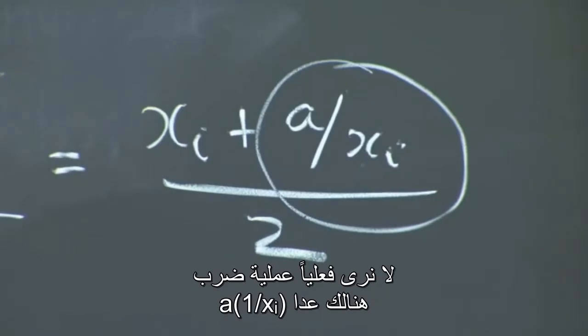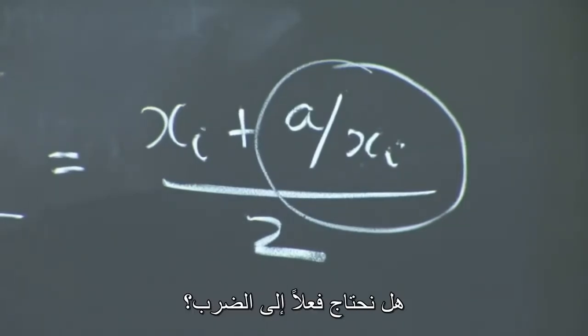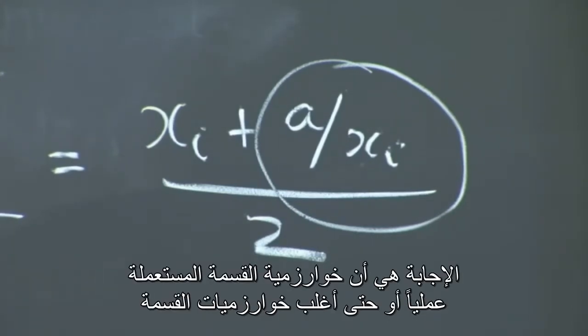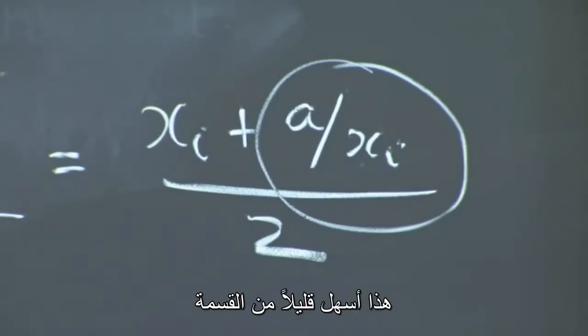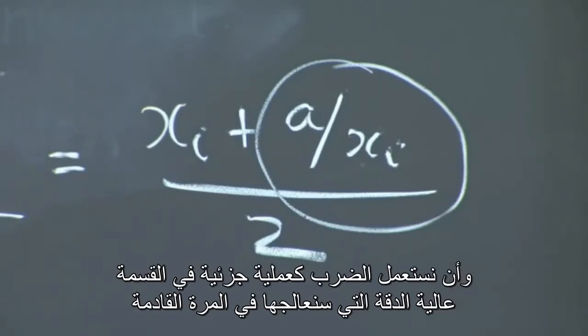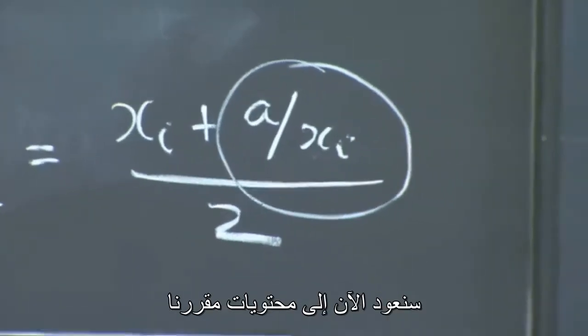You don't really see a multiplication there other than a times 1 over xi. And you can say, well, do we really need multiplication? Well, the answer is the division algorithm that is used in practice, and most division algorithms, have multiplication as a subroutine. Okay, so we're going to have to figure out high precision multiplication first. It's a little bit easier than division, and we'll use it as a subroutine for high precision division, which we'll do next time.